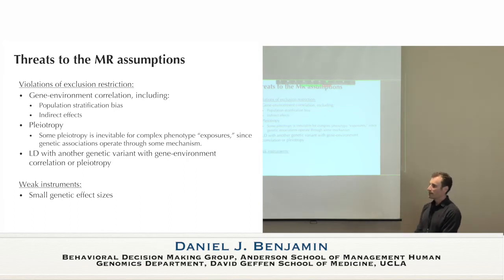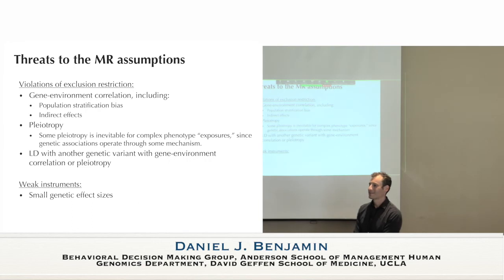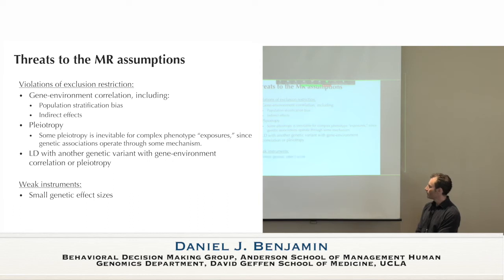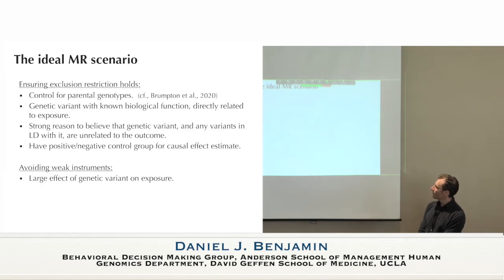How about weak instruments? Why might that be a concern here? Smaller power. Small effect sizes, exactly. So for complex phenotypes, we worry about small genetic effect sizes. Okay, so the ideal scenario is you could ensure, how can you ensure the exclusion restriction holds? How can you rule out gene-environment correlation?